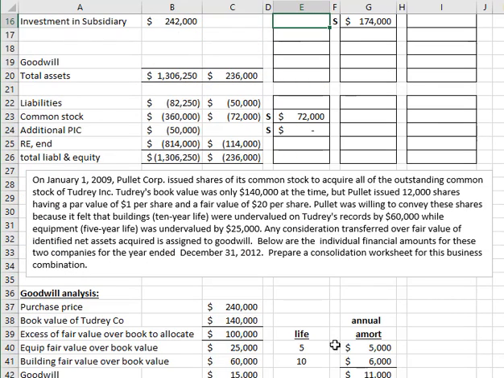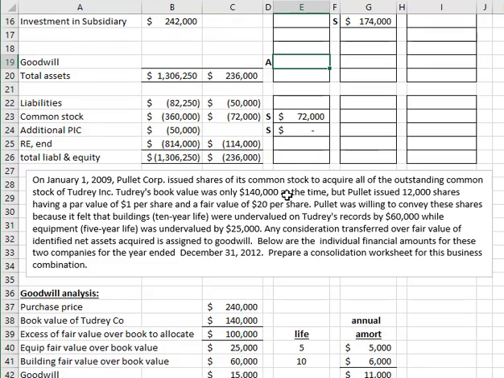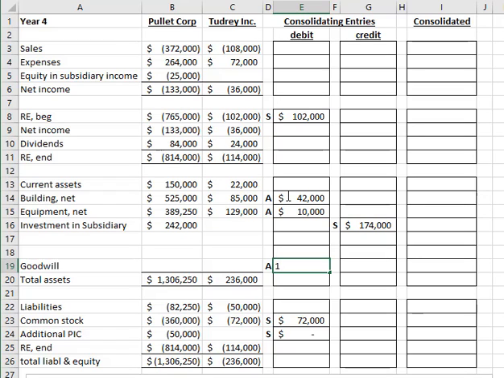Let's do the same thing for the building. Originally it was $60,000. We would have charged off $6,000 in year 1, $6,000 in year 2, $6,000 in year 3. So that would be $18,000 that's been charged off. So $60,000 minus 18 goes up here. This is the A entry. And of course we've got to put in the goodwill, which we calculated down here. And then the other side of that is the investment account.